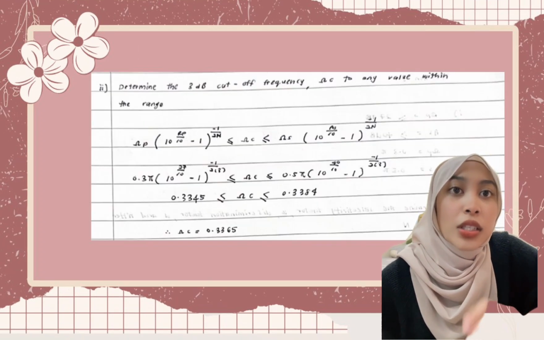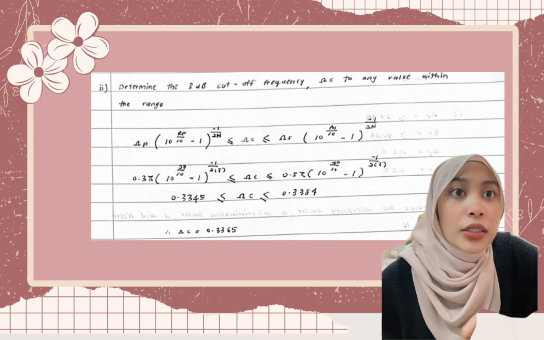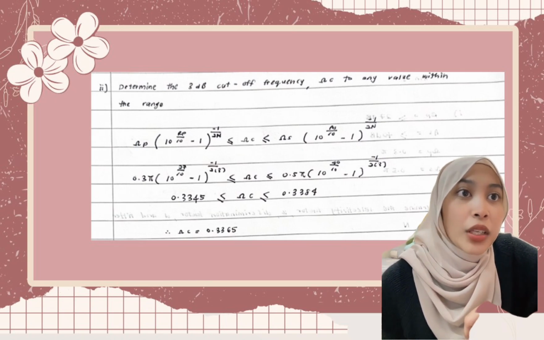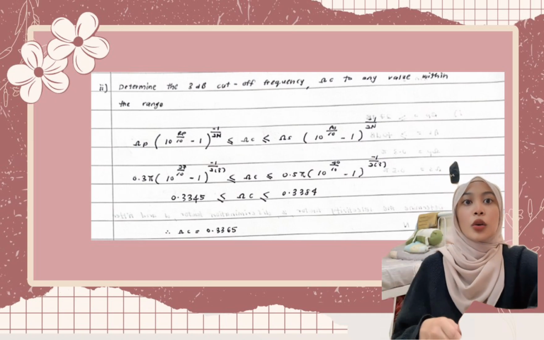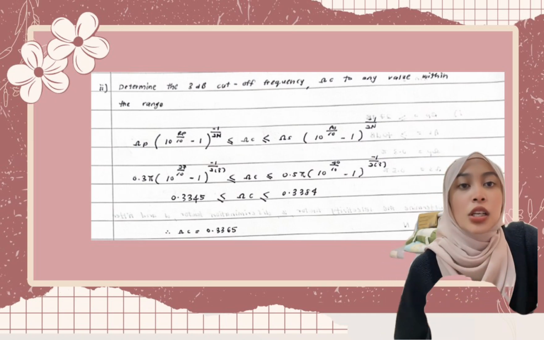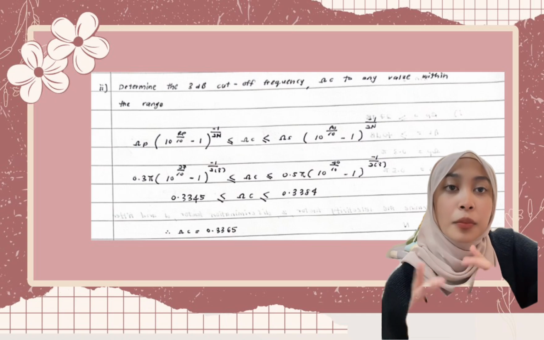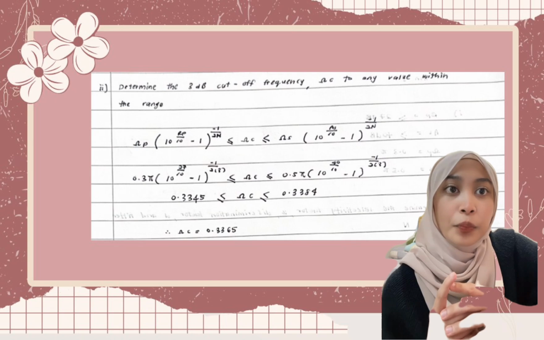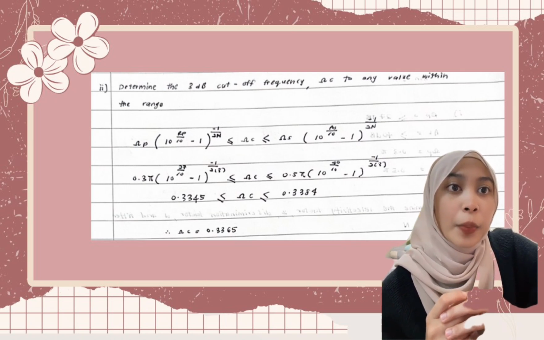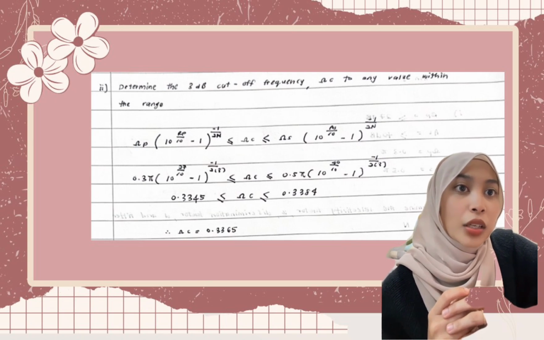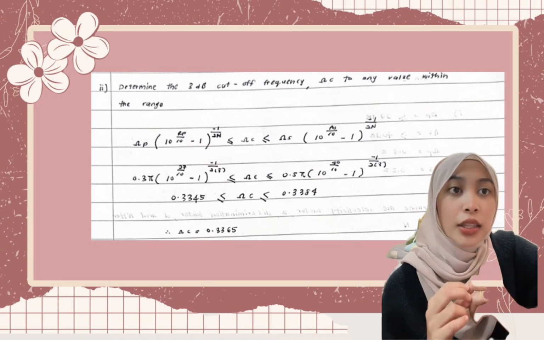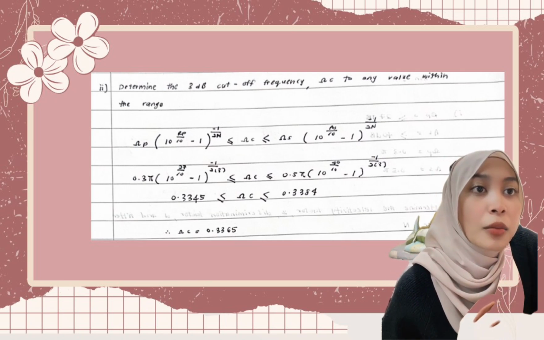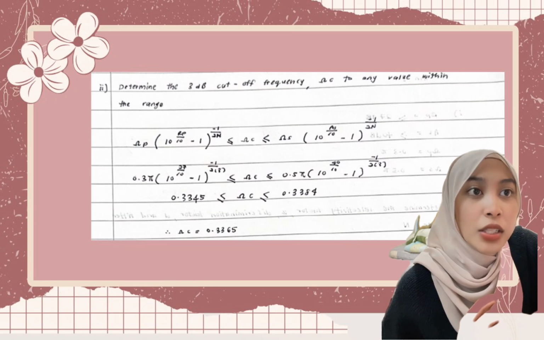So the next question is determine the 3 dB cut-off frequency omega c to any value within the range. So first the formula is omega p per (10 power of Rp per 10 minus 1) power of 1 per 2N, and then omega c, omega s per (10 power of As per 10 minus 1) power of 1 per 2N.